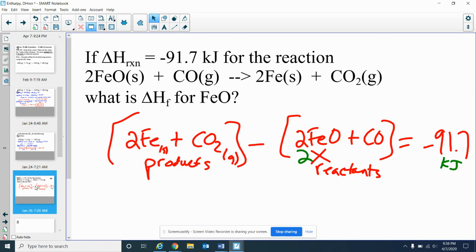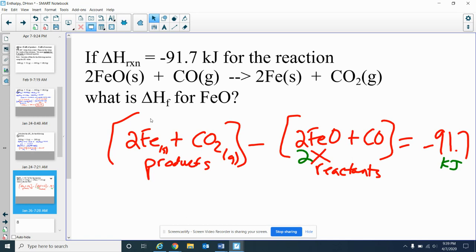A little bit of a variation would be, maybe I'm given the heat of reaction overall, and I am not given one of the values for something in the reaction. Like in this case, I'm not given the value for FeO. So that would be my unknown, what I would be solving for. It's the same setup. It's products minus reactants equals the heat of the reaction. But I have the heat of the reaction in this case.